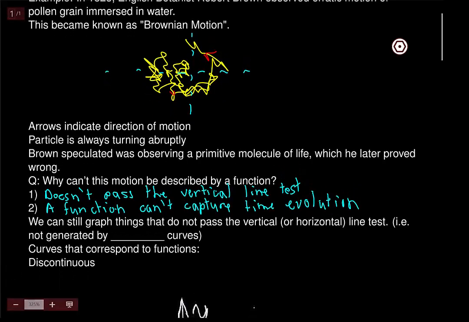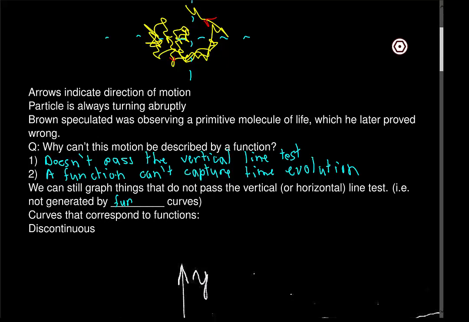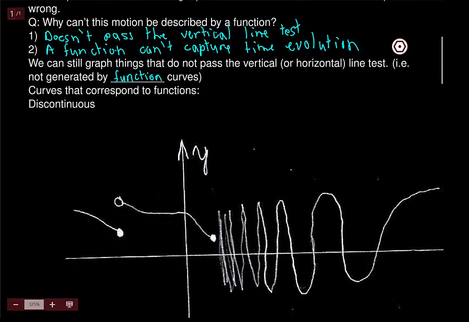But it's important to know that we can still graph things. Just as we drew this Brownian motion, we can draw things that aren't functions, so that do not pass the vertical or horizontal line test, i.e. they're not generated by simple XY function curves, to be more precise. So let's just go through and look at what we know. And we already know some things from high school and from our first course in calculus.